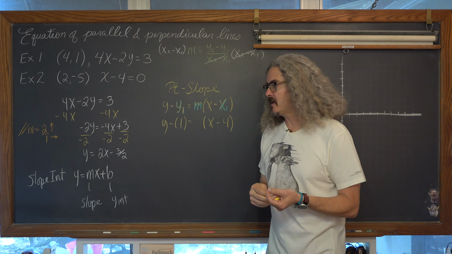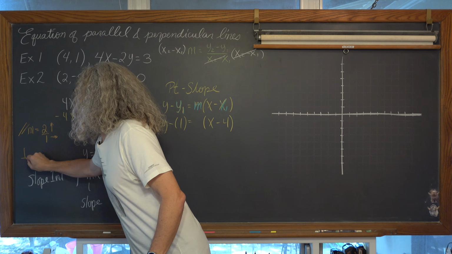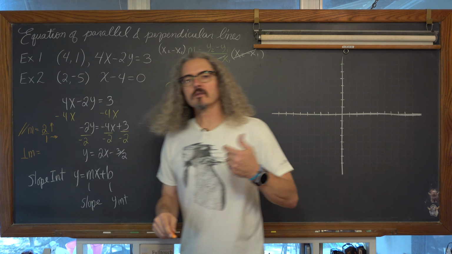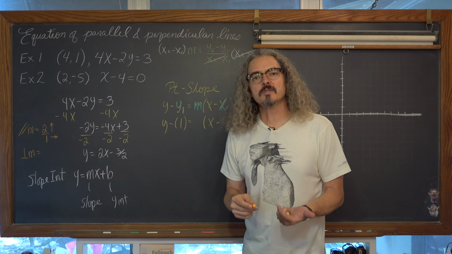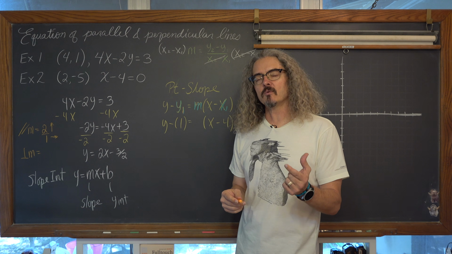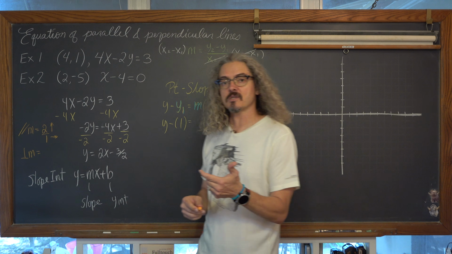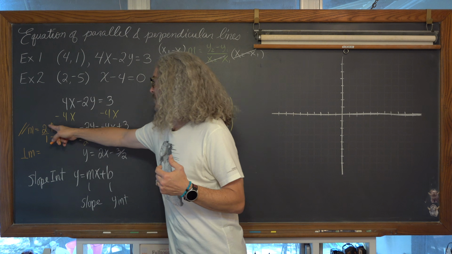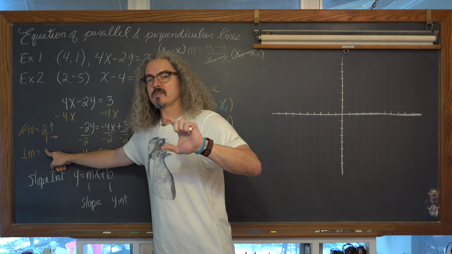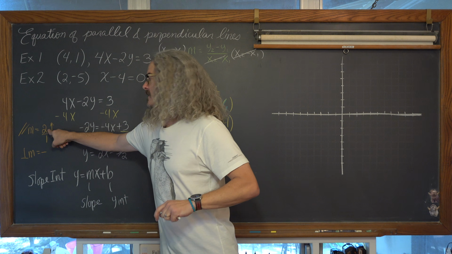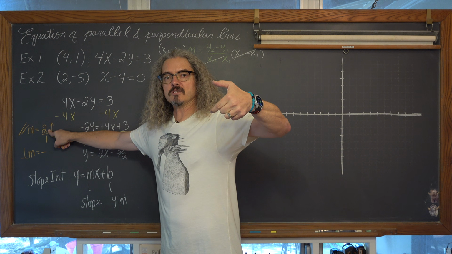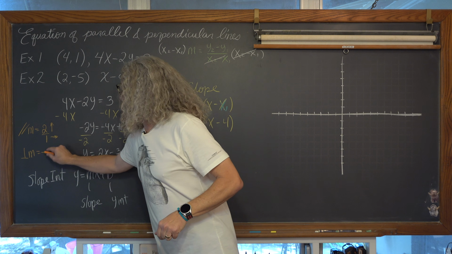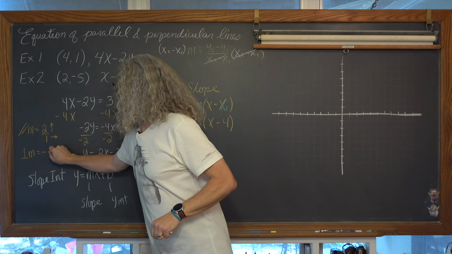For the perpendicular slope, perpendicular slopes are opposite reciprocals. The opposite part of that two-word phrase means to change the sign. The parallel slope, the slope of the given line, is equal to positive 2 over 1, so change that positive to negative, and then do the reciprocal of 2 over 1, which means to flip that fraction. The perpendicular slope is going to be negative 1/2.